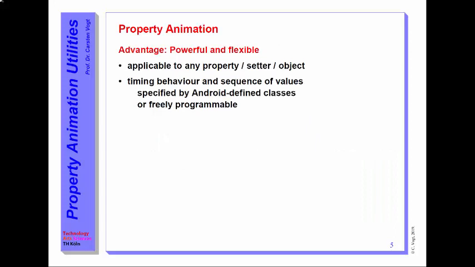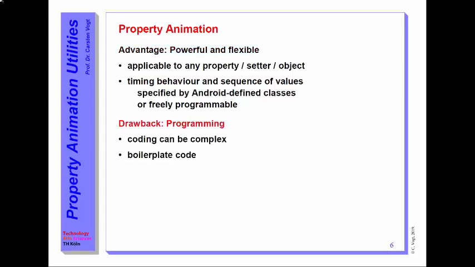The advantage of property animation is that it is very powerful and flexible. It can be applied to any property, to any setter, to any object with such setters, and the timing behavior and the sequence of values can be specified either by Android-defined classes or it is freely programmable. The drawback is that the programming can sometimes be quite complex and that you have to write some boilerplate code. So it is useful to have utility classes for property animation.